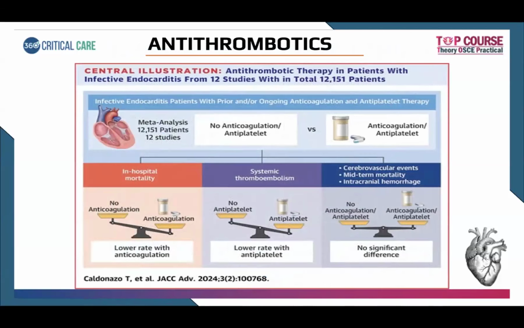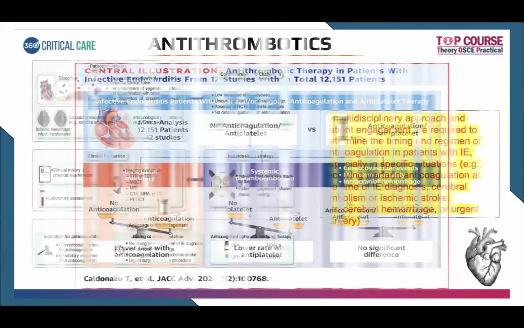Coming on to antithrombotics, whether we should use them or not. Based on a recent meta-analysis conducted by Caldanzo in 2024, comparing antithrombotics in infective endocarditis patients, they observed lesser in-hospital mortality and lesser systemic thromboembolism in patients in whom antithrombotics were used, but cerebrovascular events and intracranial hemorrhage events were more or less the same in both groups. So finally, what is the conclusion?